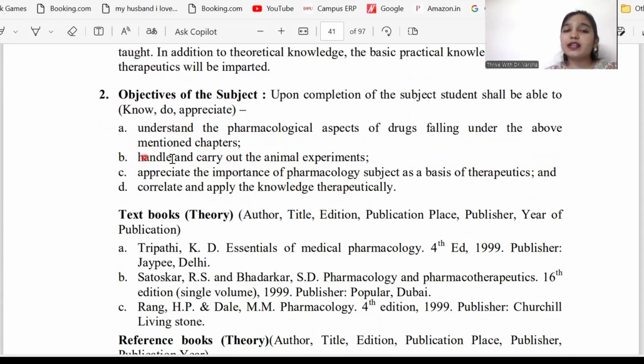Now over here you can see handle and carry out animal experiments, but in pharmacology you have seen there is no experiment. Why have they written this? Yes, there is no experiment according to PCI, but our college still has practicals for pharmacology. We have to give those practical exams too. We perform animal experiments, that is, examine the antihistaminic and histaminic properties on chicken ileum. We have to do those experiments, so it will again vary from every institute.